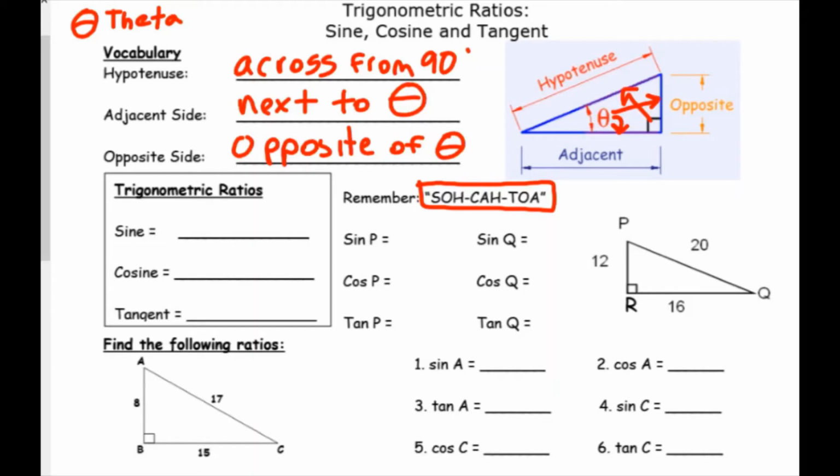Everyone say "so." Now say "ka" once. Don't say it twice. And then "toa, toa." All right? Now, that's a weird phrase, right? You'll learn what it means in math, but you need to memorize this thing.